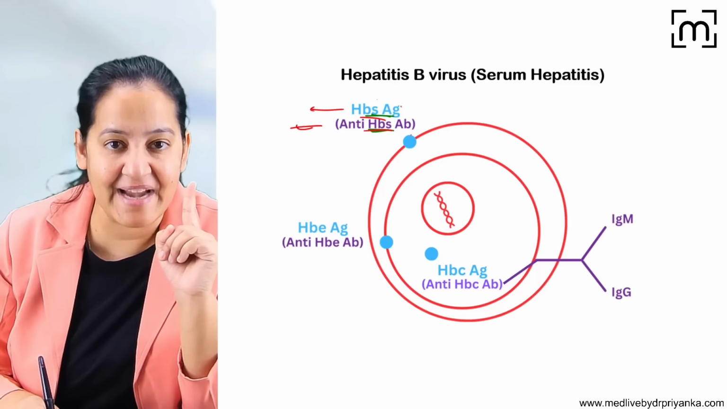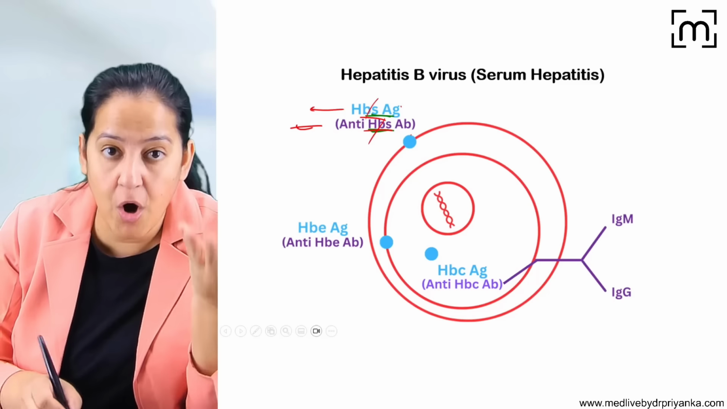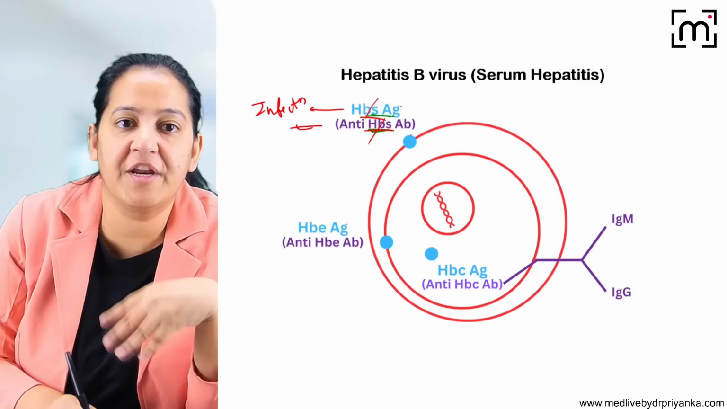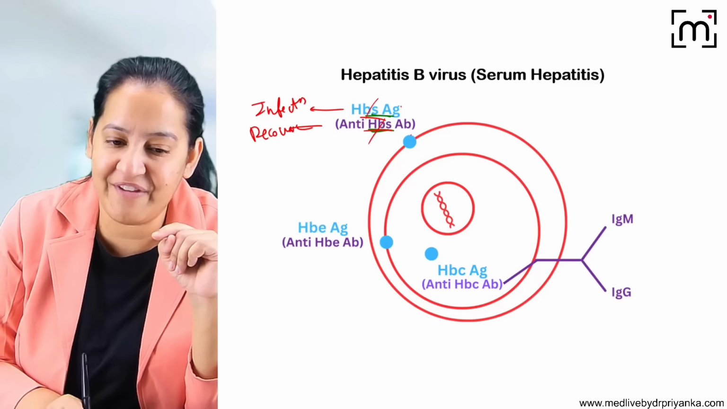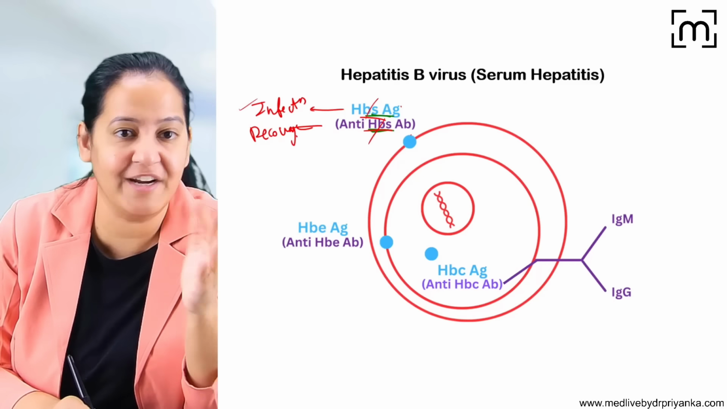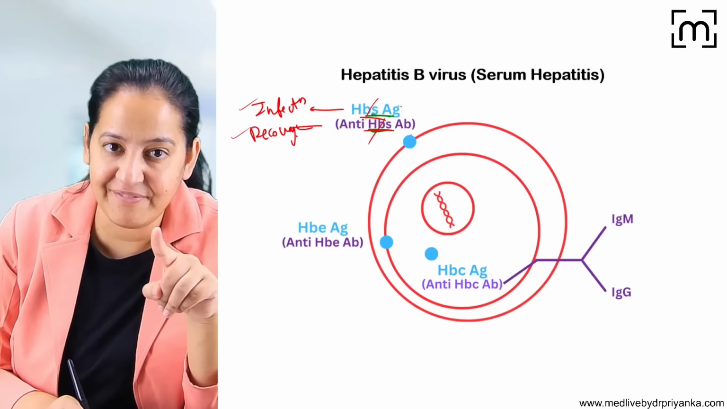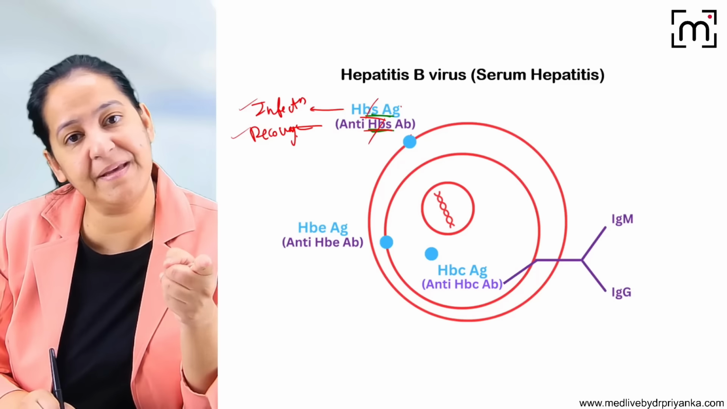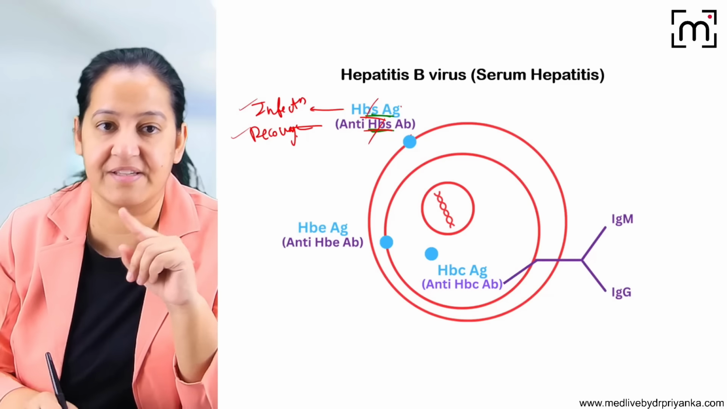Please learn: S antigen and antibody never present together, because S antigen represents infection and S antibody represents recovery. The person cannot have infection and recovery together. Either the person is infected or the person is recovered. So if the person has the infection, it means S antigen is present in the blood. And if the person has recovery, it means S antibody is present in the blood. That is the first thing.